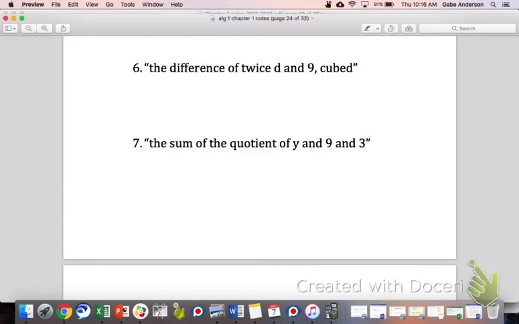A little tougher. That's closer. That's a lot closer, but it's still not quite there. Ask yourself what is being cubed. No division going on here. You guys are all squaring D. Twice D. So think about this.